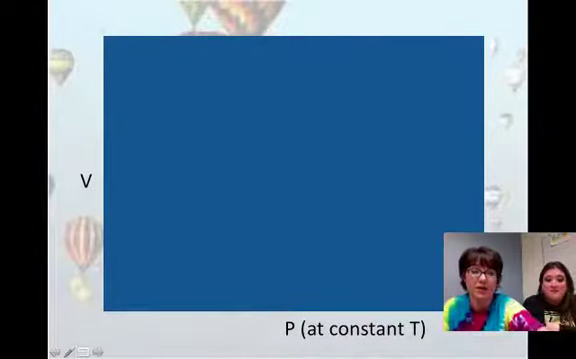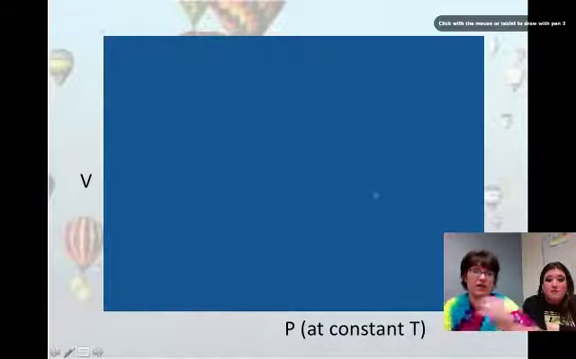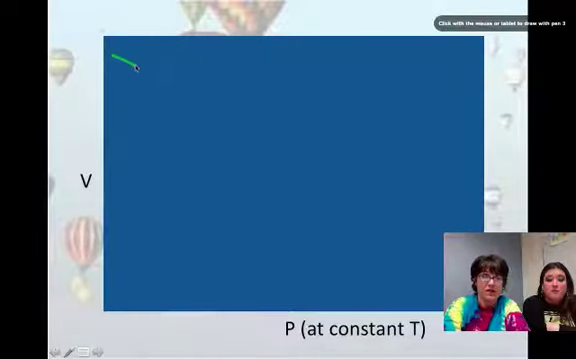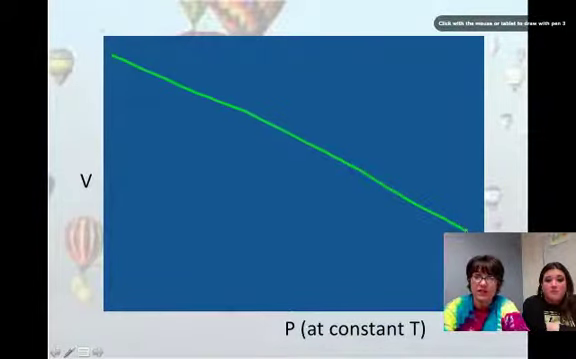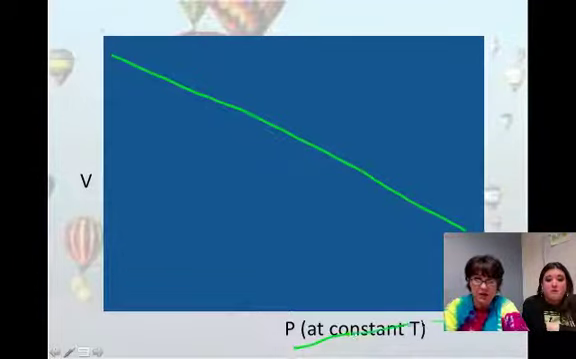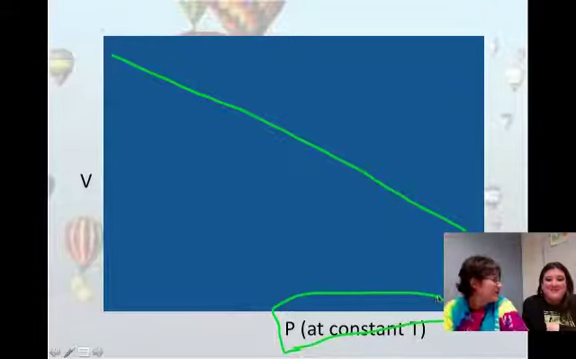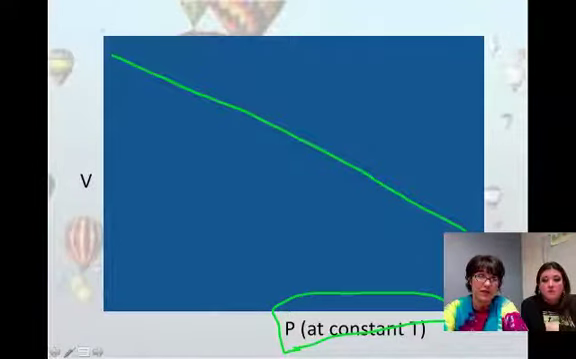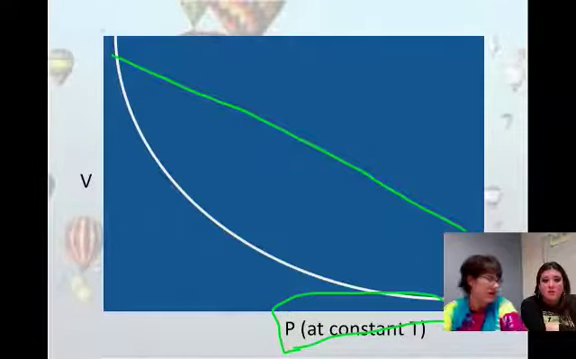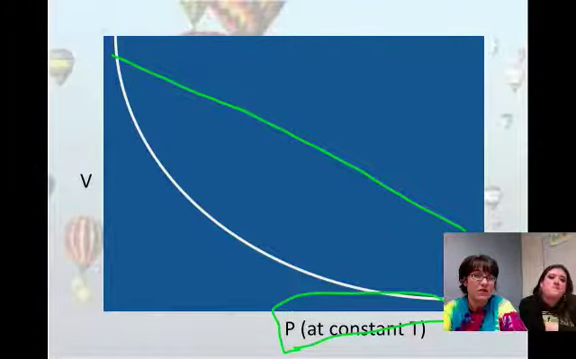I'm going to predict that most of our students have drawn a line like this, because I said it's inversely related. So as the pressure on the x-axis is getting higher, the volume is getting lower. In reality, this is the shape of the graph that we see. Rather than a straight line, it's a curve.